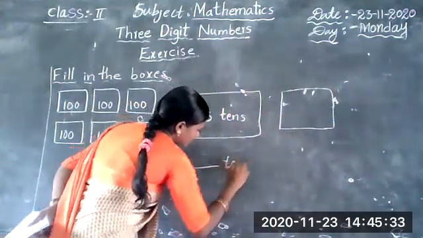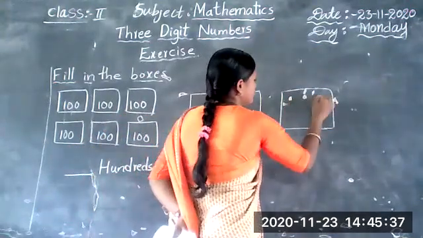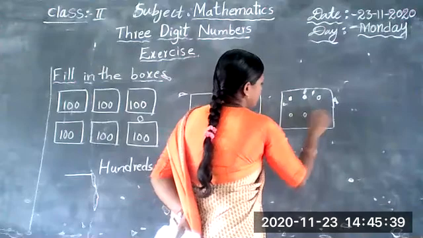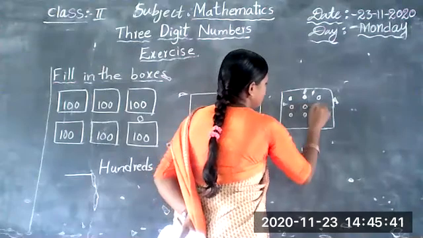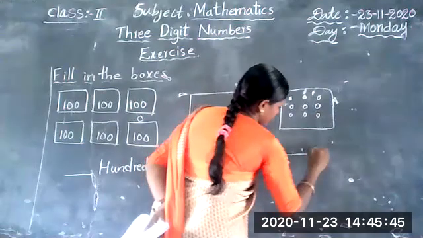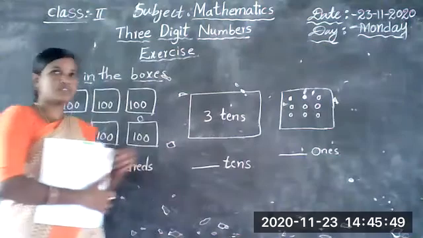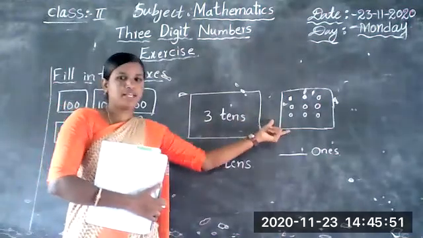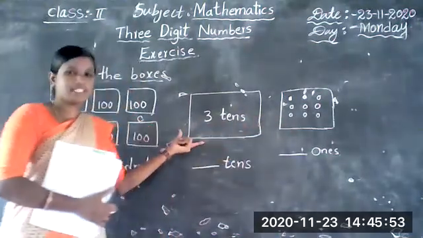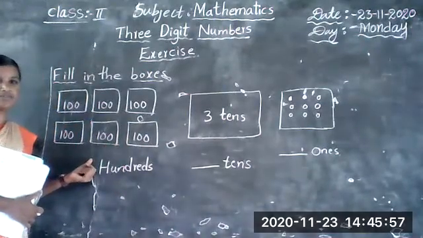Tens. Next. 1, 2, 3, 4, 5, 6, 7, 8, 9. So, this is the ones place. This column has the tens place. This column has the hundreds place.